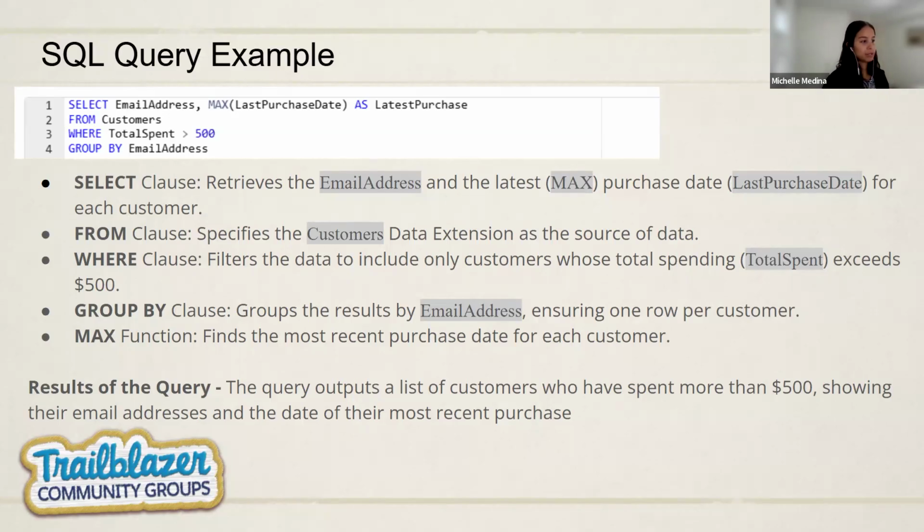Your where clause is filtering the data to only include customers who have spent above $500. The group by clause is grouping the results by email address to make sure there's only one row per customer. And that max function, as mentioned earlier, is finding the most recent purchase date for each customer. Once you run this query in Query Studio or in Automation, it would give you a list of customers who have spent more than $500, showing one row per customer, per email address, with their most recent purchase date.